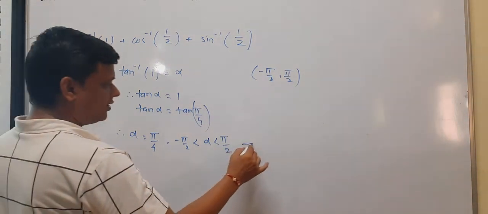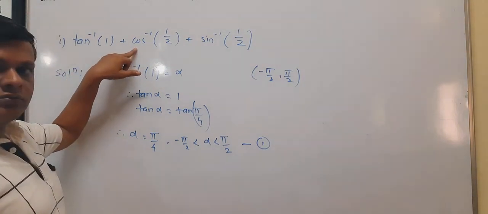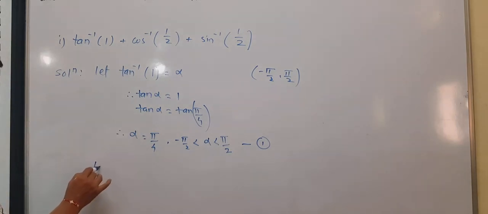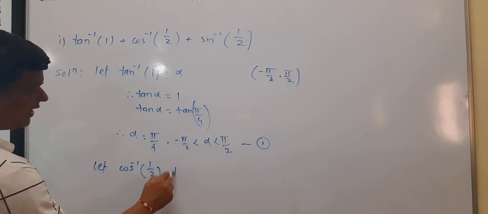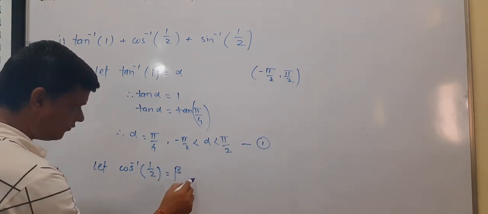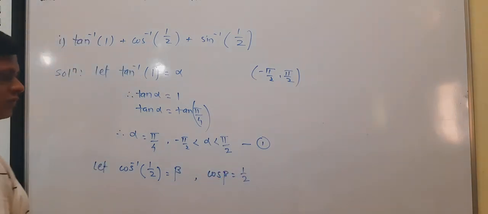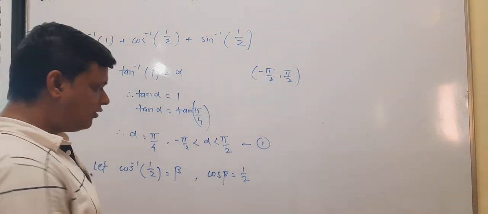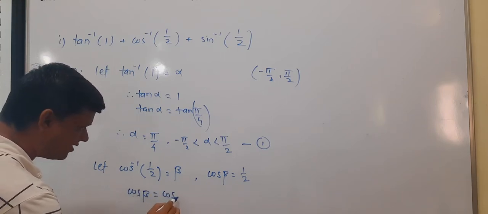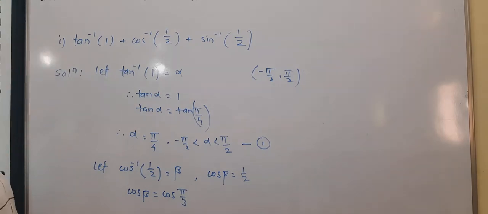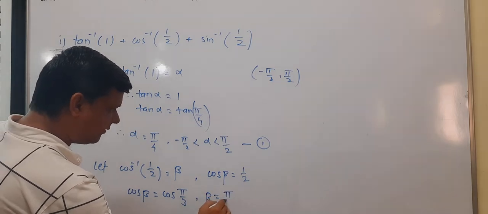So we denote it as equation number 1. Now we have to consider cos inverse of 1 by 2. Let cos inverse of 1 by 2 be equal to beta. Therefore, cos beta is equal to 1 by 2. So we know cos 60 is 1 by 2. So cos beta is equal to cos 60, which we write as pi by 3. So we get beta is equal to pi by 3.